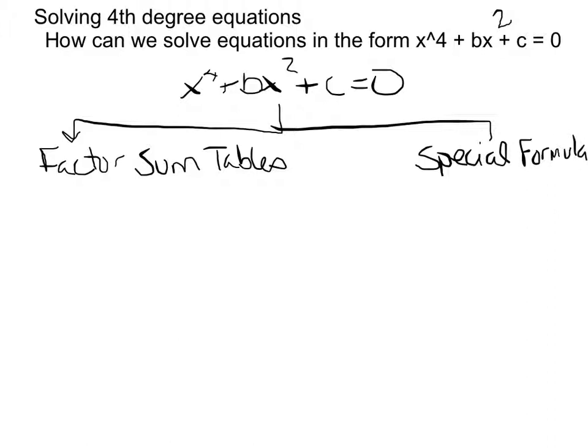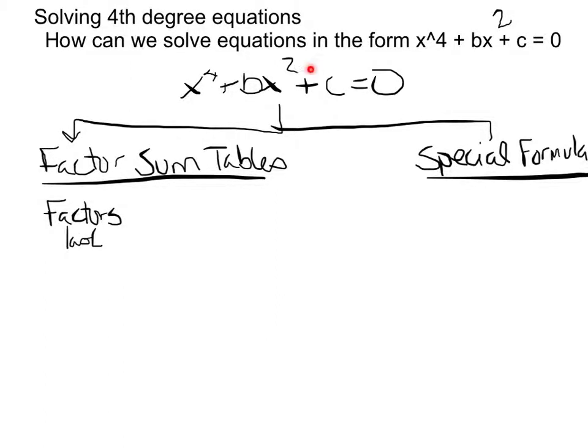I can't squeeze it in. This is why these are so nice. When I use factor sum tables, I am again going to do factors of the last, or my constant term, and a sum of the middle, also known in this time as my quadratic term. So with quadratic terms, my middle term is linear. With x to the fourth, here my middle term is quadratic. But I'll do factors of the last and the sum of the middle.